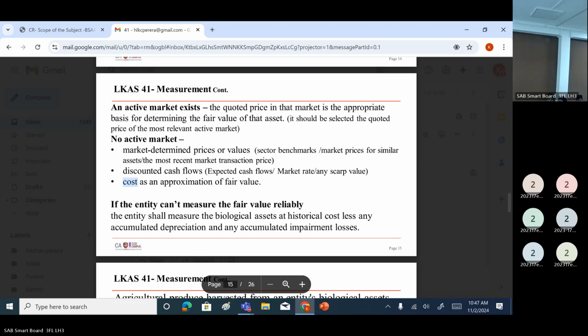So then, here we have a very practical point. Okay. We have different methods to do the fair value. Definitely, you don't have an active market here. We are having an active market for what? Only shares here. Right? Only the Colombo stock market is the active market.